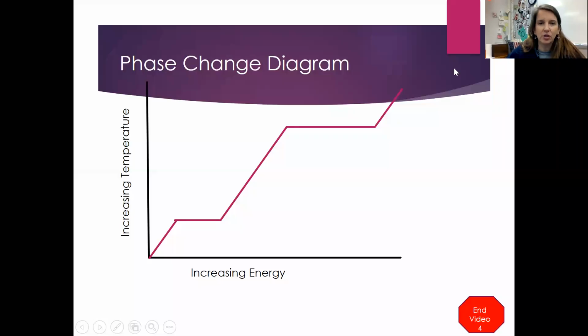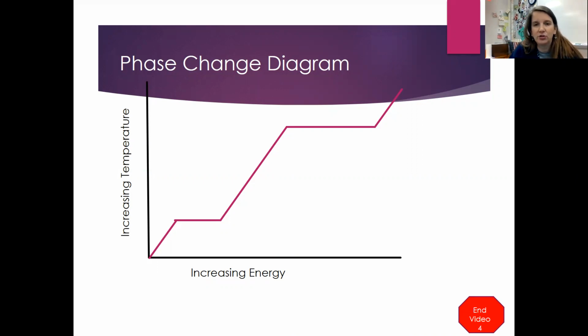Hey students, this is what we call a phase change diagram. Every substance would have a similar looking phase change diagram in which they have 3 lines at diagonals and then 2 lines that are horizontally across. When you're looking at the phase change diagram, you can see that the x-axis is going to represent an increasing amount of energy, and you'll see that the y-axis represents an increasing temperature.